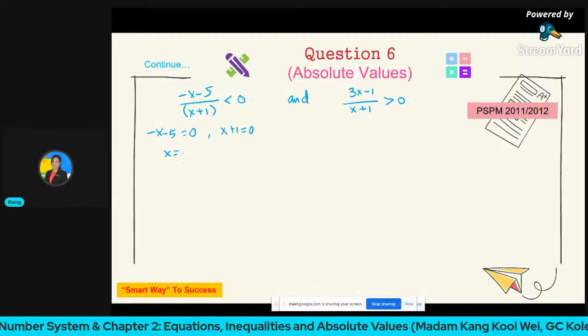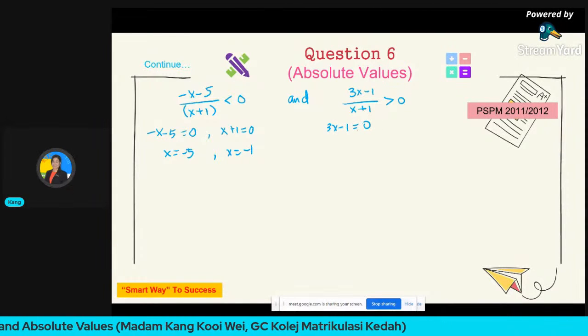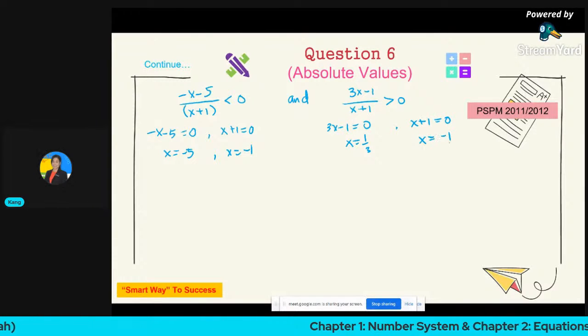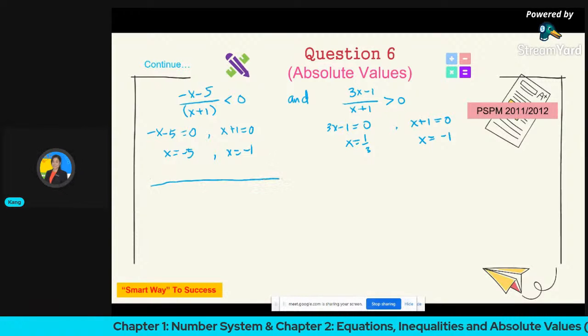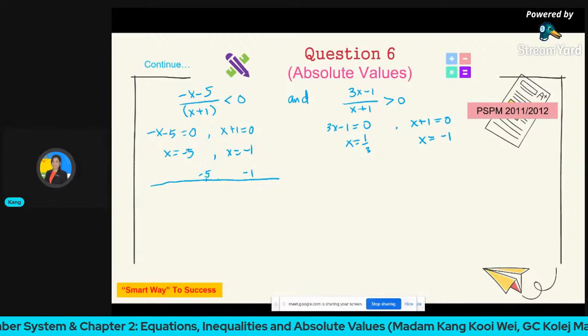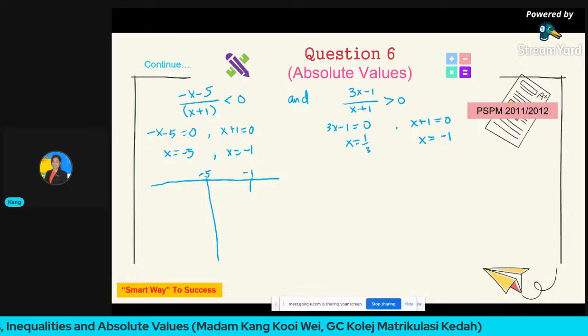the table of sign. x equals negative 5, then x equals negative 1. This one, 3x minus 1 equal to 0, x equal to 1 over 3. Then for this one, x plus 1 equal to 0, x equal to negative 1. Okay, class, now we need to form the number line. This one is negative 5. Follow the sequence, negative 5 first, then come to negative 1, table of sign.